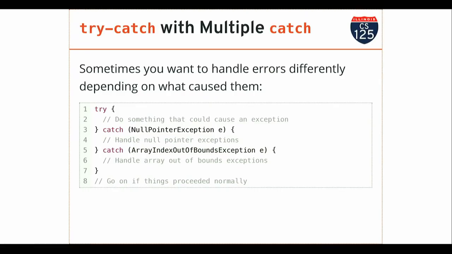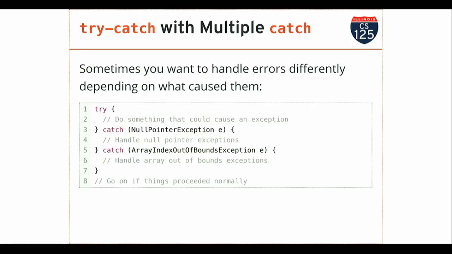Once I'm done with this control statement, I go on at the bottom. I go on both if I didn't generate an exception, but also if my catch block ran. So this is an important feature of the catch block. Catch is supposed to handle the exception.